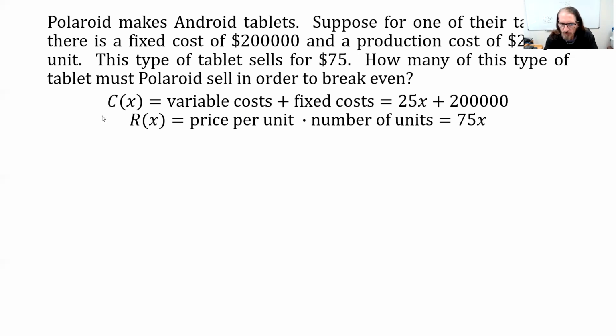Now, as for the cost function, variable cost, that's varying on how many they make. They're already going to have $200,000 that they have to put into this, regardless of how many they make. And so that has nothing to do with X. So cost per unit times number of units is what's giving us this 25 times X, then adding the 200,000.